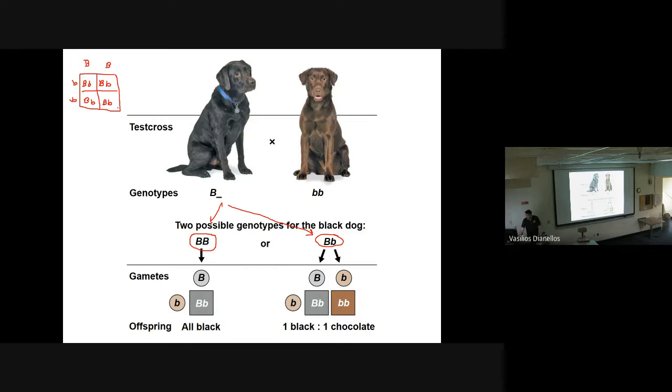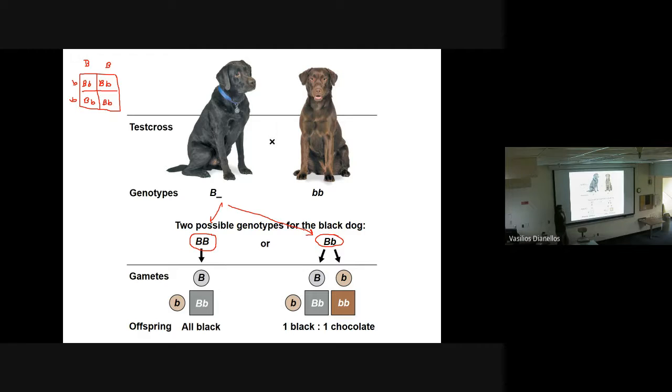So again, if this dog's genotype is homozygous dominant and we mated it with that recessive phenotype dog, then we know all of the puppies are going to be black, right? And they're all going to have a heterozygous genotype. However, if this dog, on the right here, is heterozygous, we would see that half of the dogs would be black and half of the dogs would be brown. Make sense? So that's how you would do it.